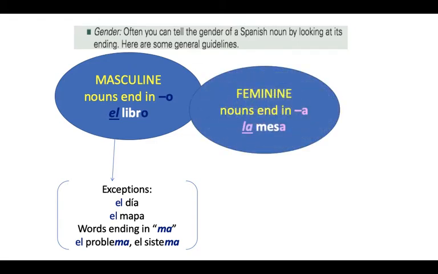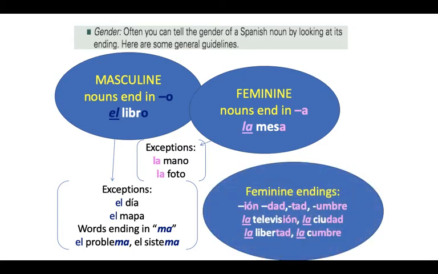Now, similarly, a general rule, feminine nouns end in A, like la mesa, but there are some exceptions. So remember the word for hand, mano, it ends in O, but it is feminine, la mano. And foto is actually shortened for fotografía, photo, picture, or photograph, so la foto.